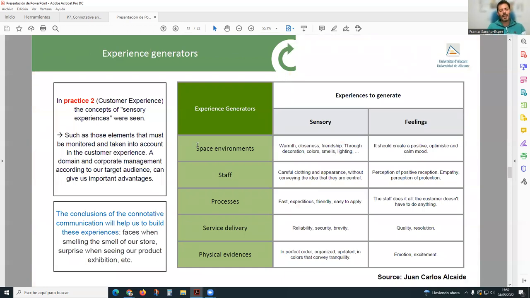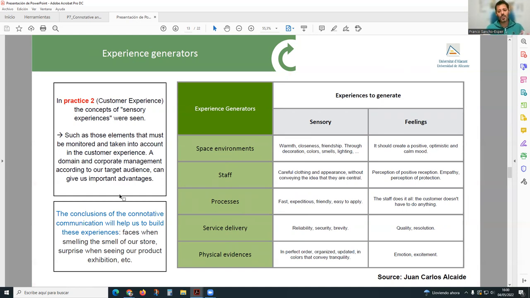Another practice where we can include some connotational elements is in practice number two, when we were identifying the experience generator, Professor Sancho-Esper, from a feeling point of view. So maybe when the individual is giving their opinion regarding the space environment, the staff, the processes, the service delivery, or the physical evidences where the service takes place, maybe there are non-verbal elements that are important, like smiling, shouting, being nervous, doubting, or even making a long silence. That is a kind of doubting element.